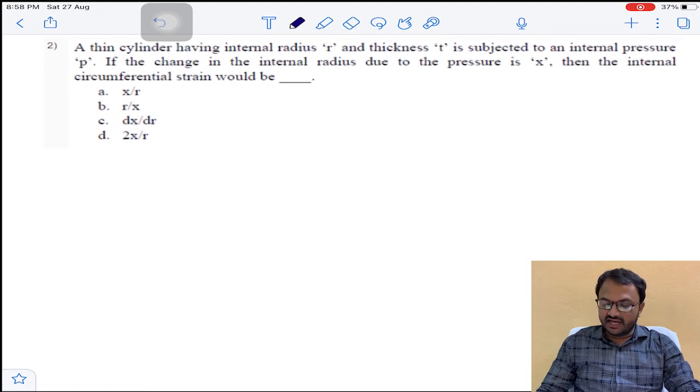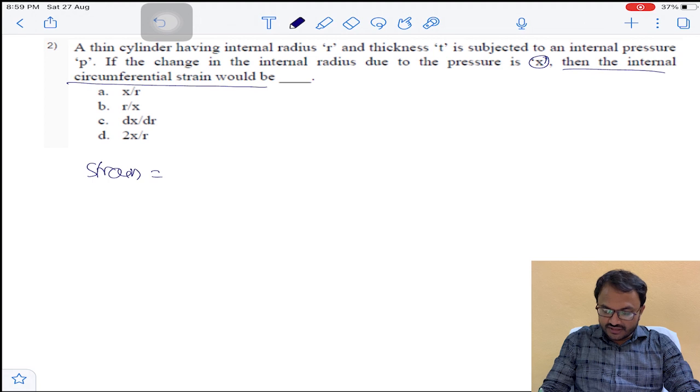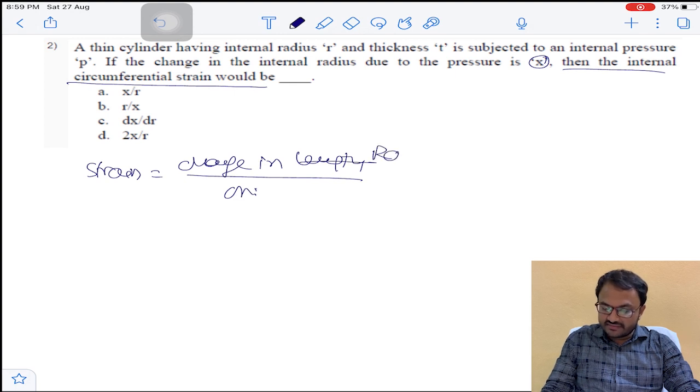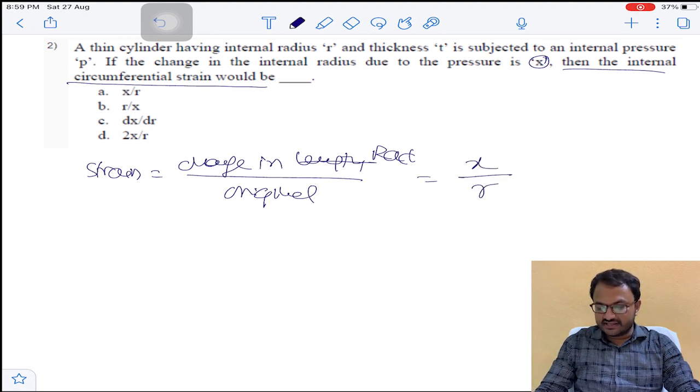A thin cylinder having internal radius R and thickness T is subjected to an internal pressure P. If the change in internal radius due to pressure is X, then internal circumferential strain would be. So obviously strain is equal to change in length divided by original length. Here, change in radius divided by original radius. So change in radius he has given, it is X, and original radius is R. X by R is the answer. Answer A for question number 2.